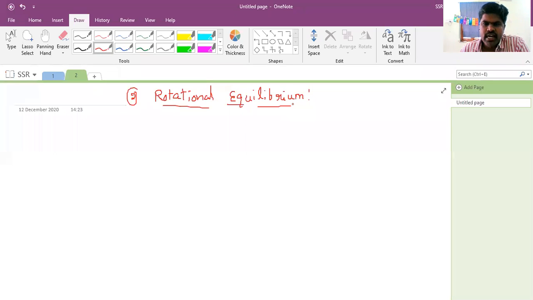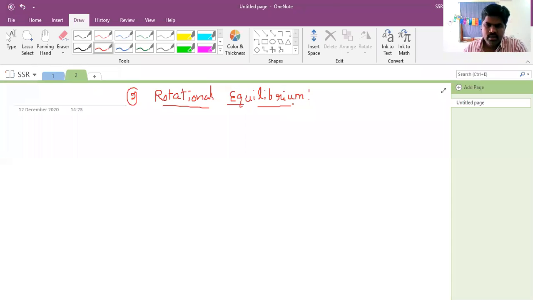Because if all the people stand, then the center of gravity will shift upwards. Then if it slightly bends also, it will make a torque to rotate the body. That means it is flipping. That means it will simply topple the boat, and all the people will go into the water. So that means the boat should be in rotational equilibrium. Then only it will float.